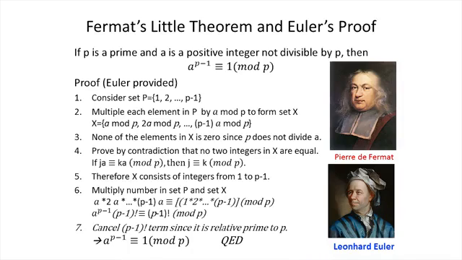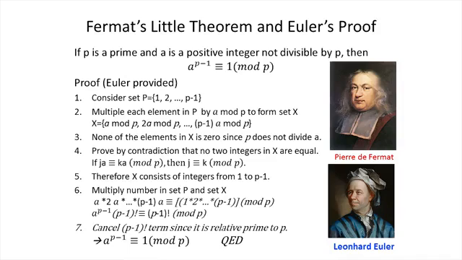Leonhard Euler, a Swiss mathematician, who is also a physicist, astronomer, logician, and engineer, made very important and influential discoveries in many branches of mathematics, including pioneering contributions in analytic number theory. Here is Euler's proof of Fermat's Little theorem. Consider this a beautiful proof. Consider the set P, which is equal to 1, 2, 3, all the way to P minus 1. So there are P minus 1 numbers.